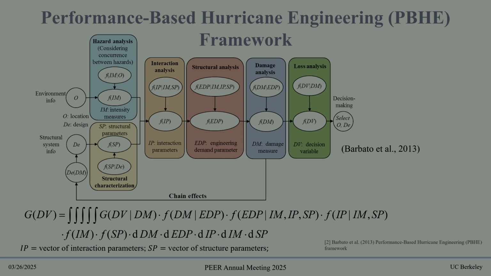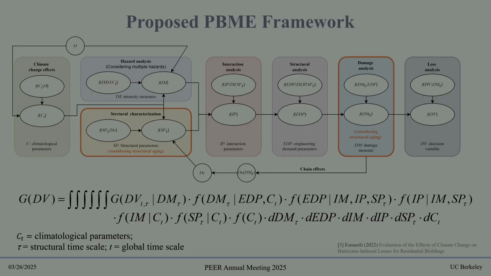And so this was the first formulation that was accounting for multiple hazards and for this chain effect in an explicit manner. So we kept building on the results of performance-based hurricane engineering for an even more expanded methodology, which is this one of performance-based multi-hazard engineering. So what are the major changes?